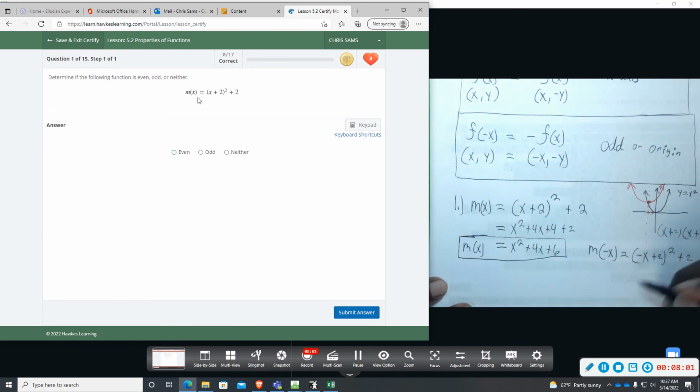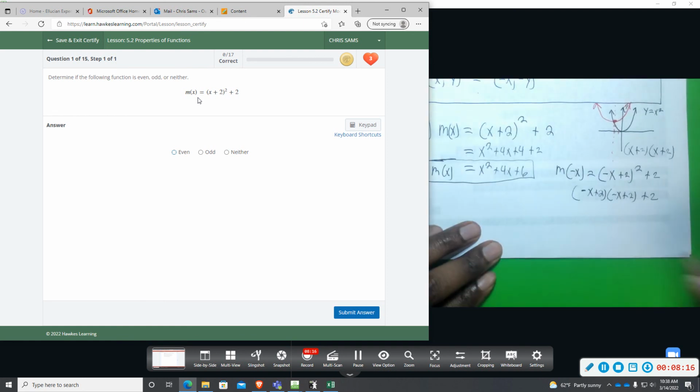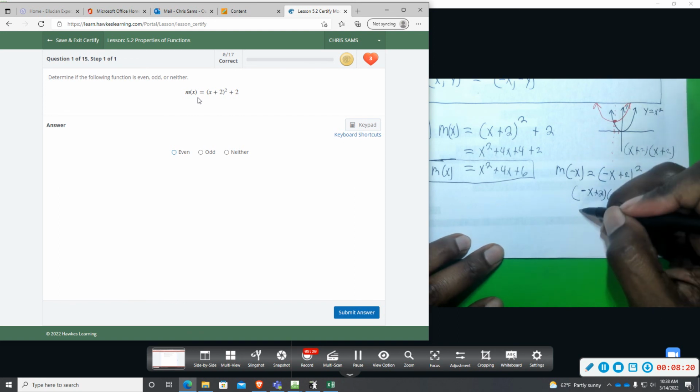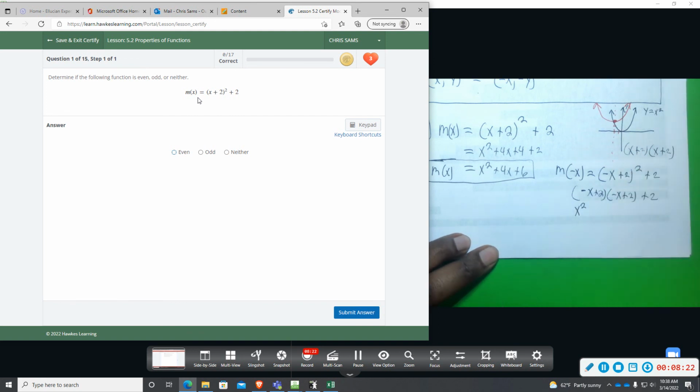So I'm going to actually show the whole work this time. I'm going to do negative x plus 2 times negative x plus 2, and then I have my plus 2 at the back. Running out of space. Okay. So when you FOIL this, you do negative x times negative x. It's going to give you a positive x squared. And usually that's the case.